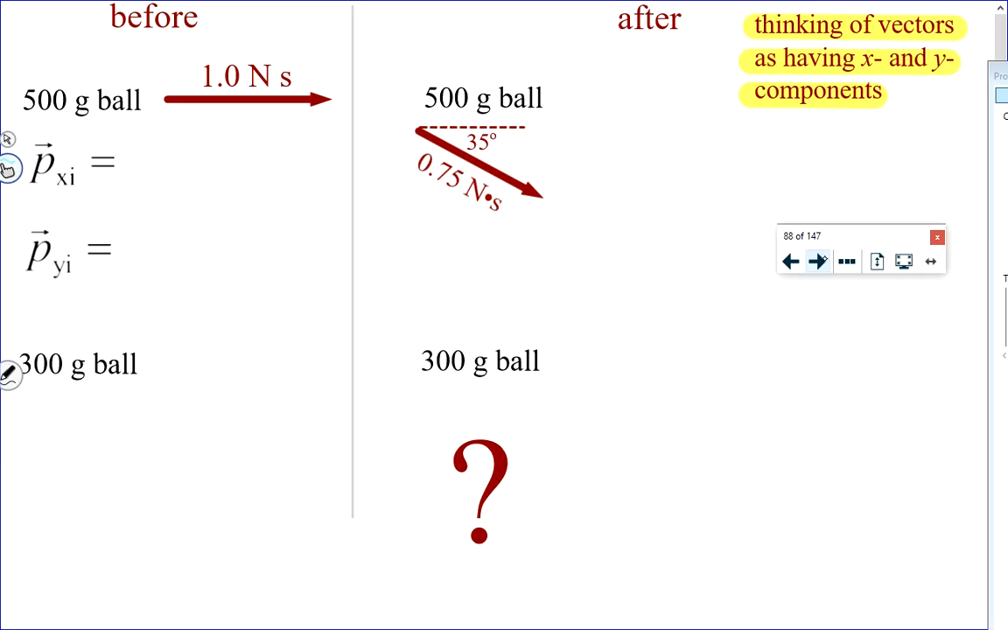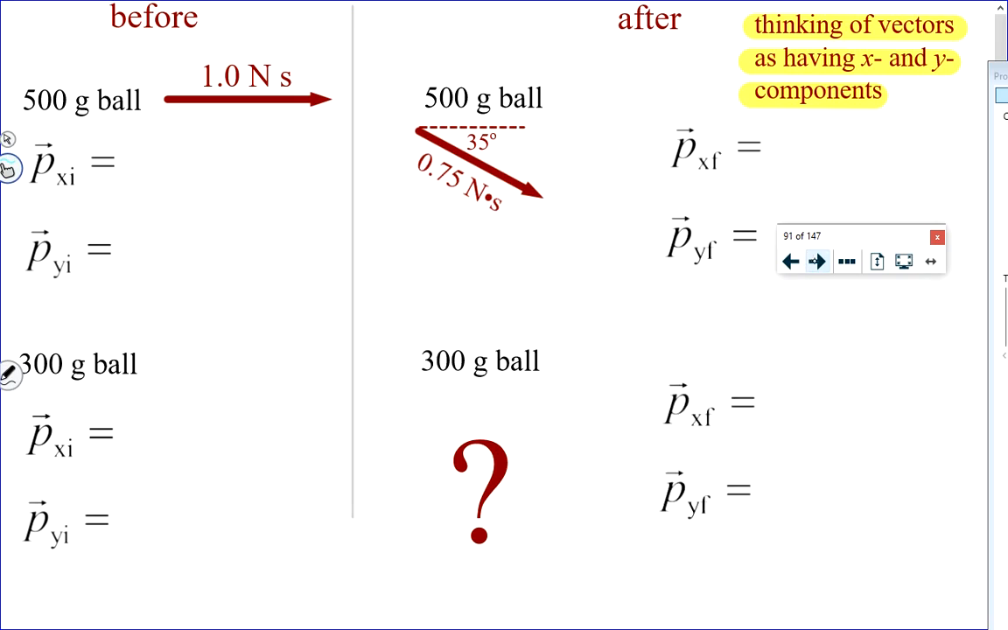For example, that 1 Newton-second east as a total momentum of that ball before can be written as an x and a y separately. We can write an x and a y component for the 300-gram ball. We can write an x and a y component for the 500-gram ball. We do not know the x and y components for the 300-gram ball, but that's going to be our goal. If we can determine these two things, we can answer the question.